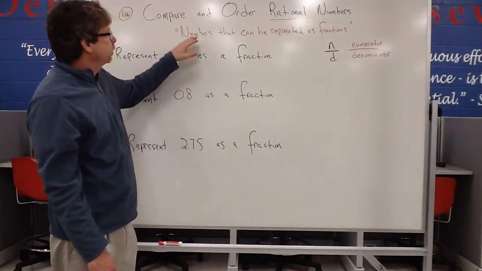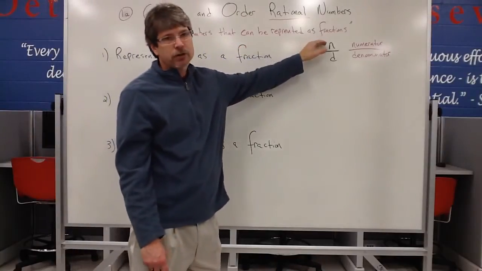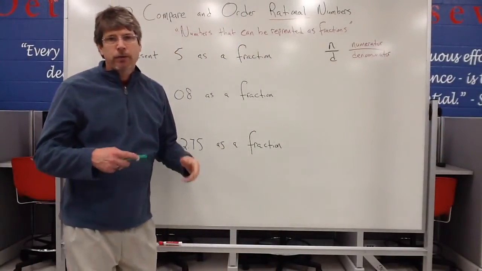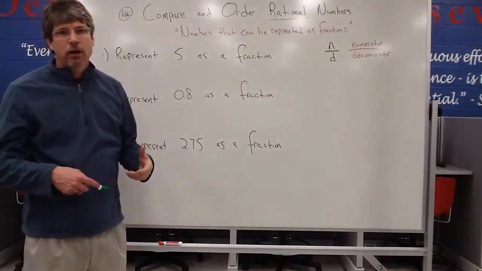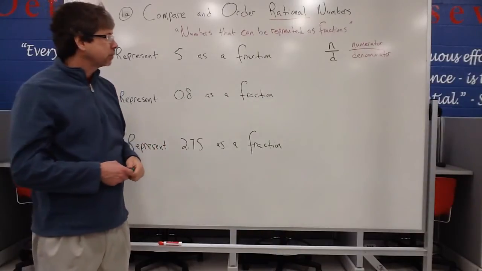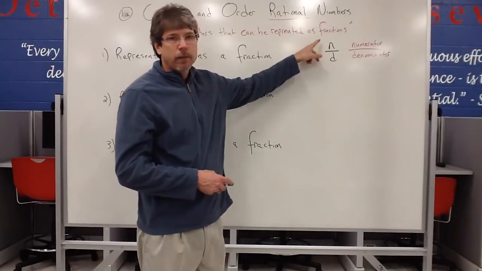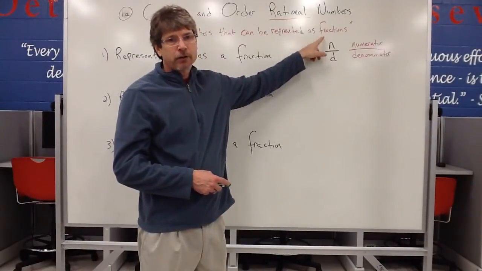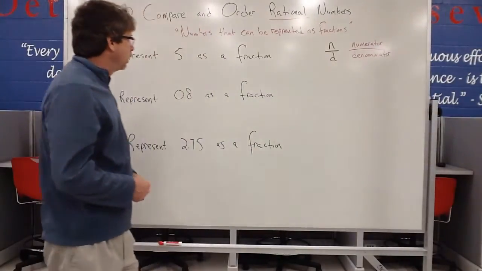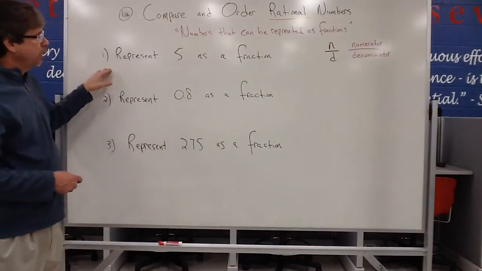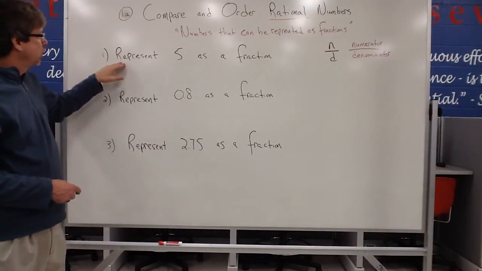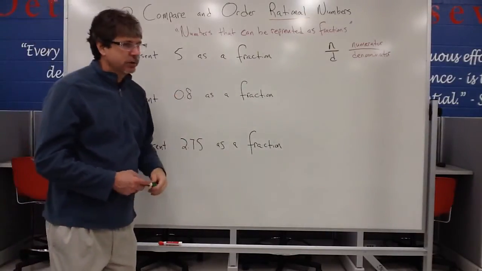Rational basically just means numbers that can be represented as fractions. So any number that can be represented as a fraction is called a rational number. Again, fractions, remember, means we have to have a numerator and a denominator to represent a fraction. Let's look at a few examples that we may not be familiar with. Let's represent 5 as a fraction.